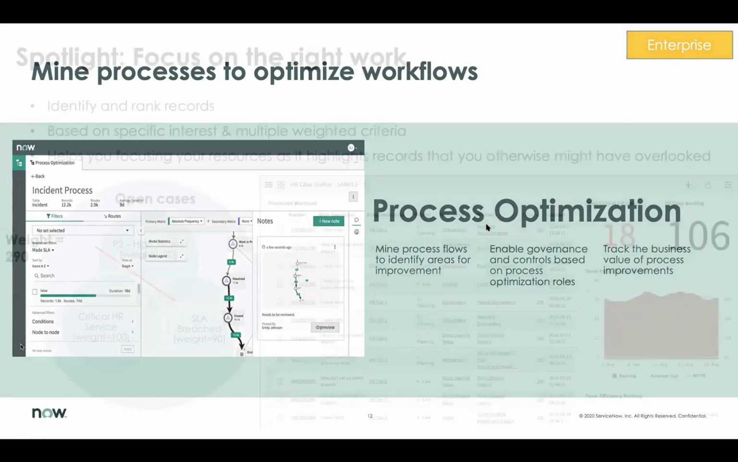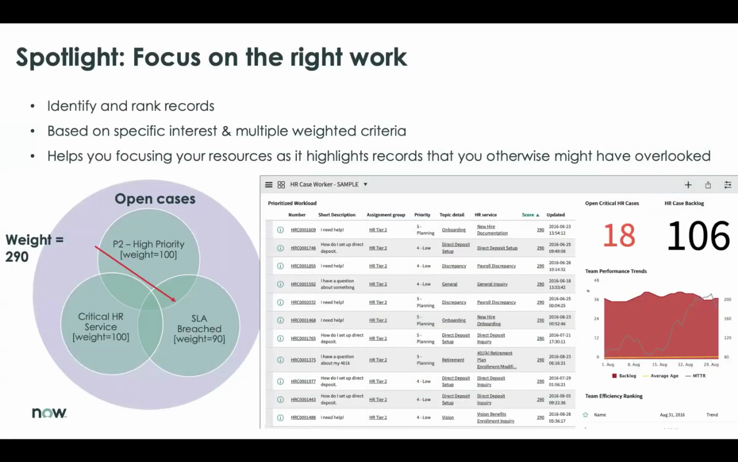And then finally, on the performance analytics area and how it differs from reporting, we have a capability called Spotlight, which allows us to focus on the right work. Here I've got an HR case worker and their workload. Normally an agent would go through and maybe rank what they're going to work on based on this priority column, or maybe on an SLA breach.